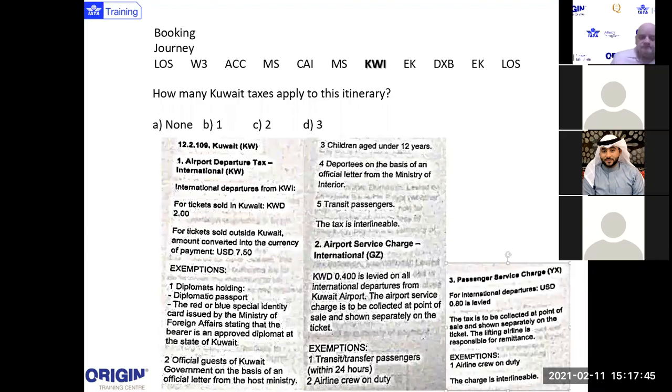How many Kuwaiti taxes apply to this journey? Right, we have a Kuwait tax here, number 2, number 3. We've got 3 taxes. And these were the taxes actually used in the exam paper. So number 1, airport departure tax, KW. International departures from Kuwait. So Kuwait to Dubai, yeah, that's international. Basically, everything from Kuwait is international.